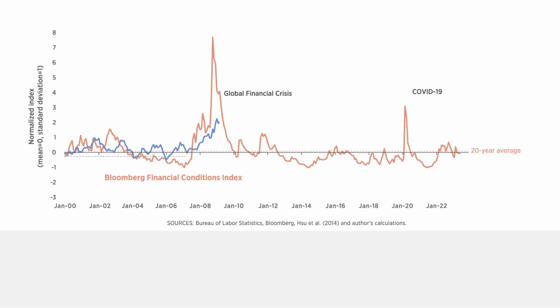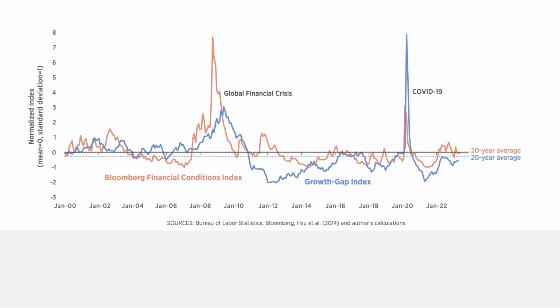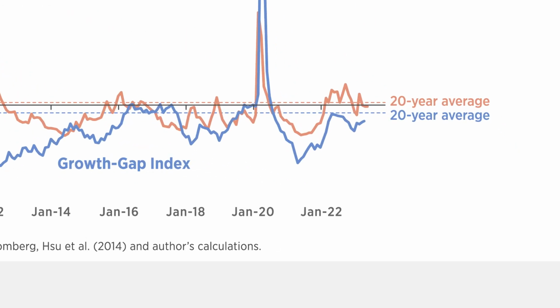Now, the last comparison is with a longer horizon, for example, 20 to 25 years. If you compare with that period for both types of indexes, what you find is that financial conditions are close to the average. So with a longer perspective, what we would say is that financial conditions today are not that tight. They are closer to an average of financial conditions.